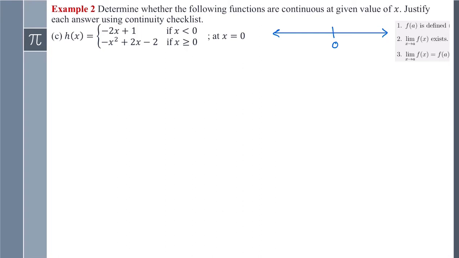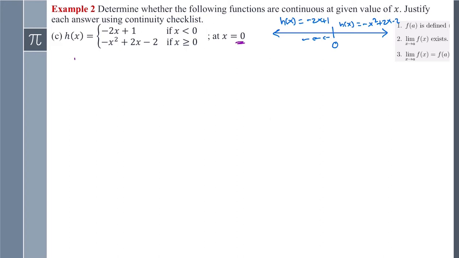If x is less than 0, or if x is on the left of 0, then we are going to use h of x equals -2x plus 1 as the function. And if it is on the right of 0, then we are going to use h of x equals -x squared plus 2x minus 2. Now the first thing is, let's go ahead and find if the function is defined at x equals 0.